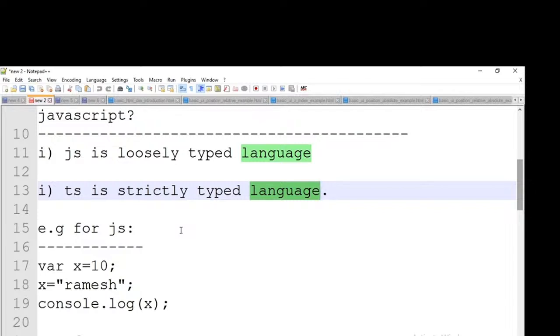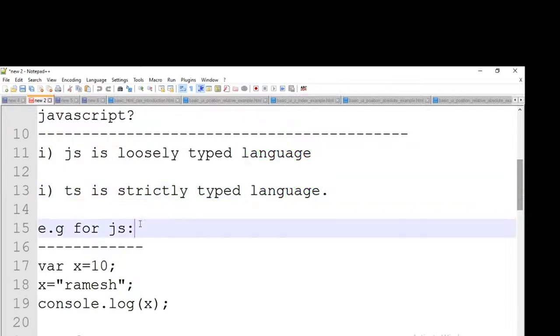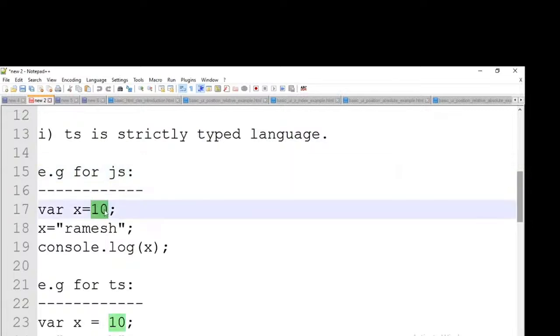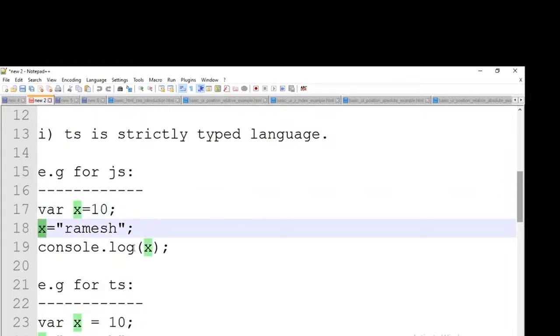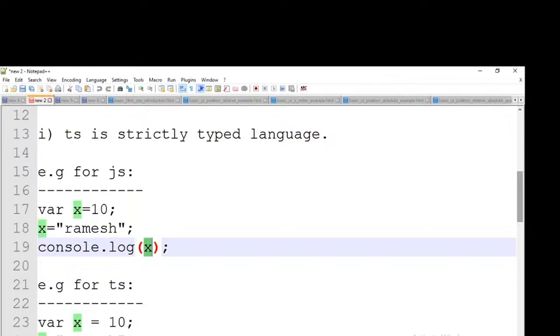Yes, sir. Okay. So for example, x equal to 10, x equal to Ramesh, and console.log(x). See here, I want to deal with the data 10, and it is assigned to a variable called x. So x equals 10. The next time, I'm doing x equal to Ramesh, console.log(x). Now respond everybody, what is the output I will get? 10, Ramesh, or an error in JavaScript?